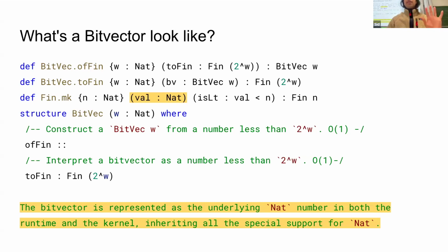So that's an important thing, because there are alternative representations we could have chosen. We could have chosen to represent a bit vector as a list of booleans, like a list of length n, but this is a poor choice because it just won't compute correctly and it just won't be fast.